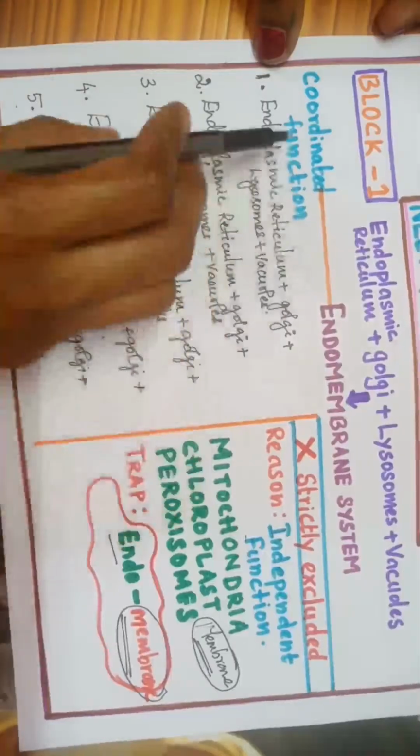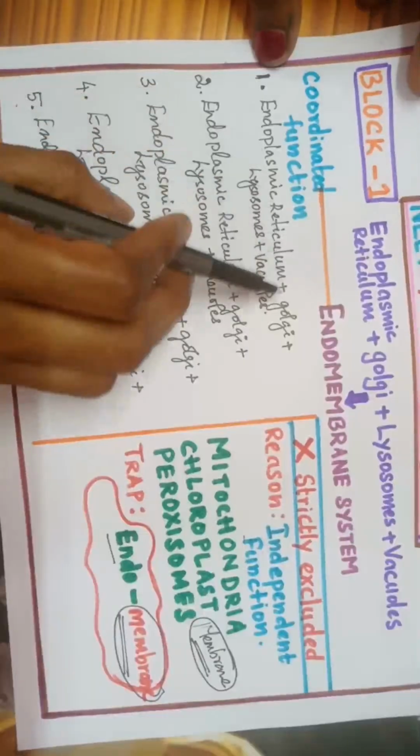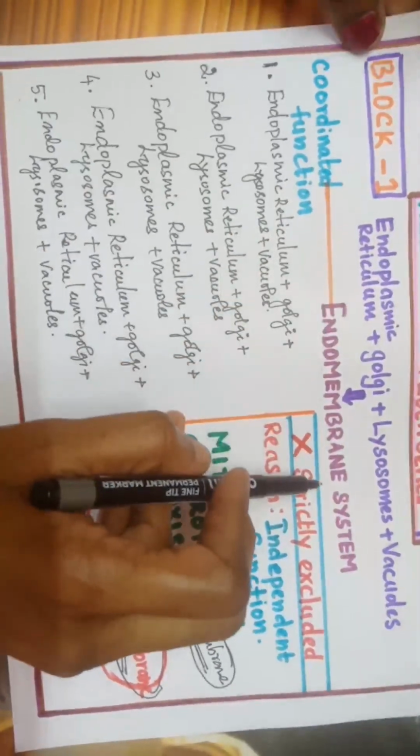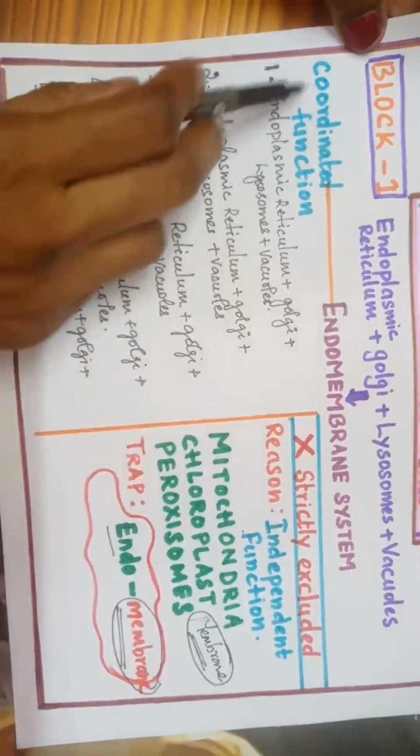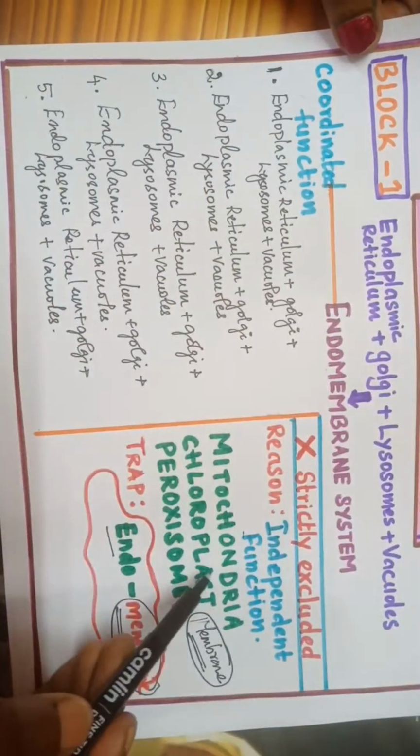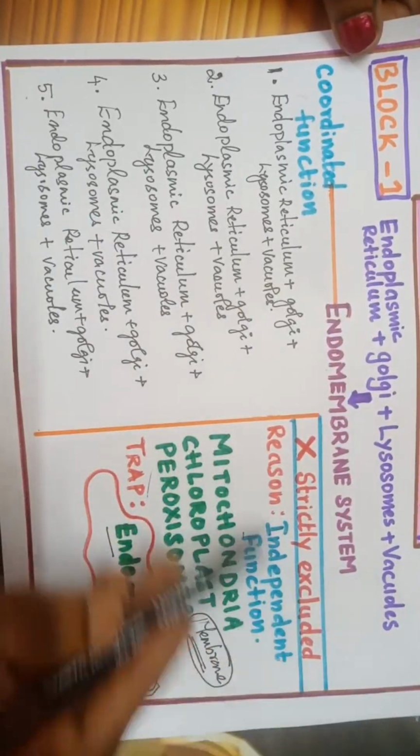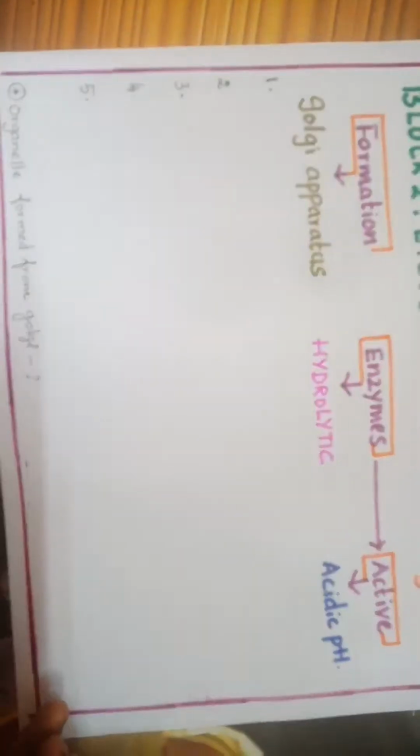Because all these organelles have coordinated function, that is each function is related to one another, but all the functions are different. That we will see in the video, okay? Now finally, what are the organelles which form the endomembrane system? Endoplasmic reticulum, Golgi bodies, lysosomes and vacuoles. 4 organelles because they have coordinated function. Suppose if they ask you mitochondria, chloroplast, peroxisomes or any other choices other than these 4, you have to exclude it because they have independent function. Okay, we finished block 1.